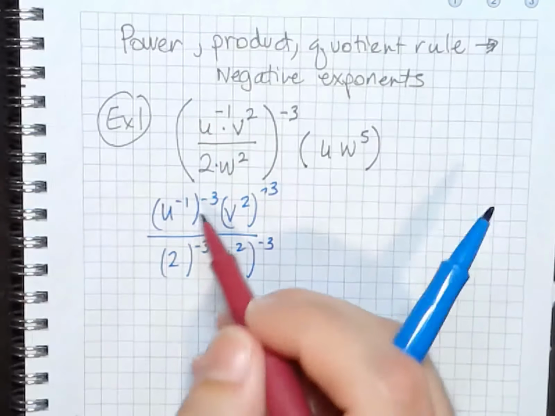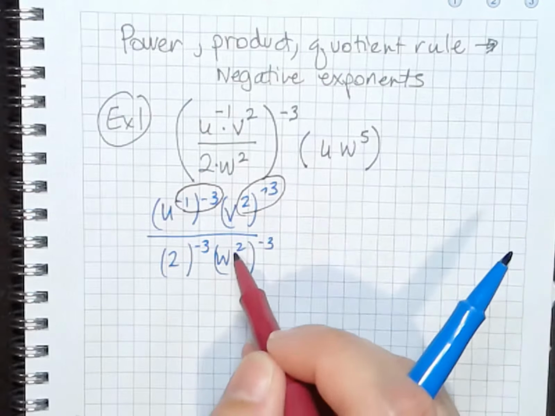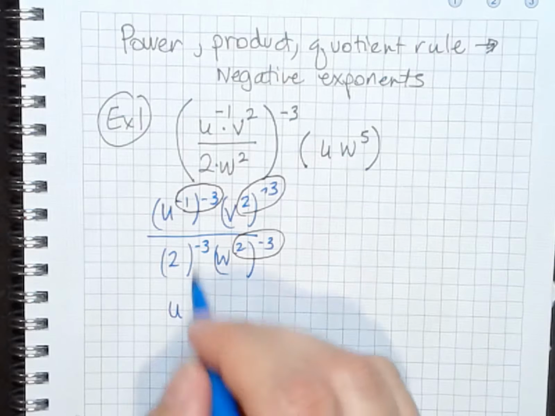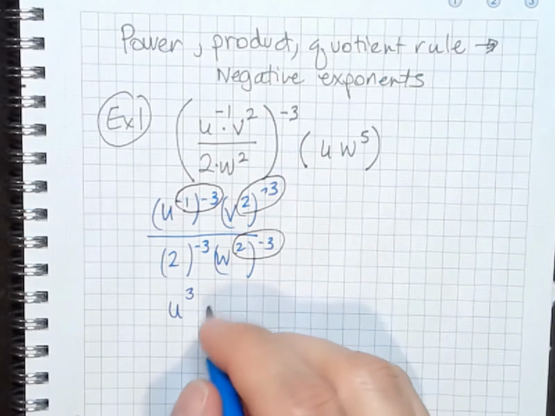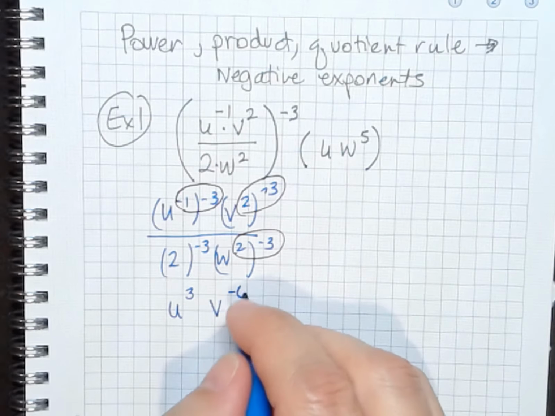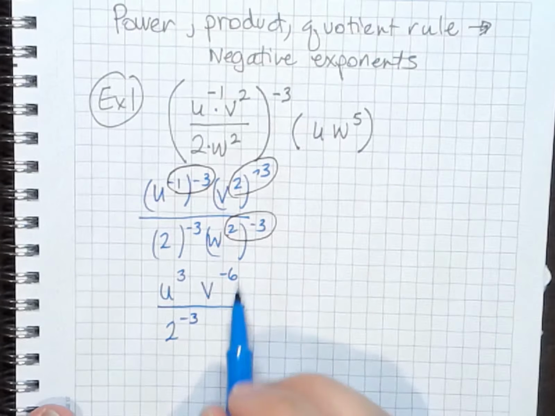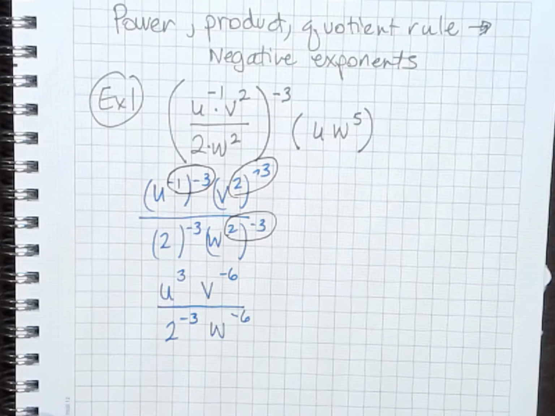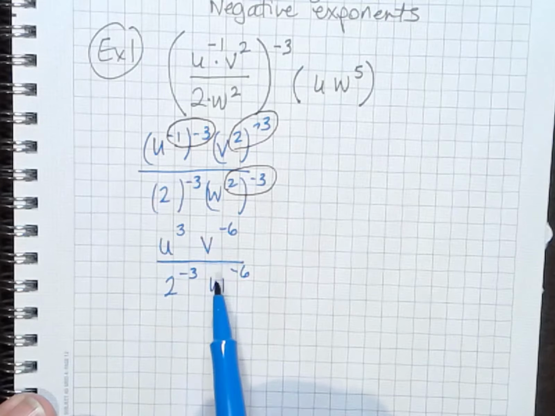So now if I have a base with 2 powers, that's your power rule. It says to multiply the powers together. So that'll be u to the +3, because -1 times -3 is +3. V to the -6 over, I'm just going to leave this 2 to the -3 for now, and then w to the -6.